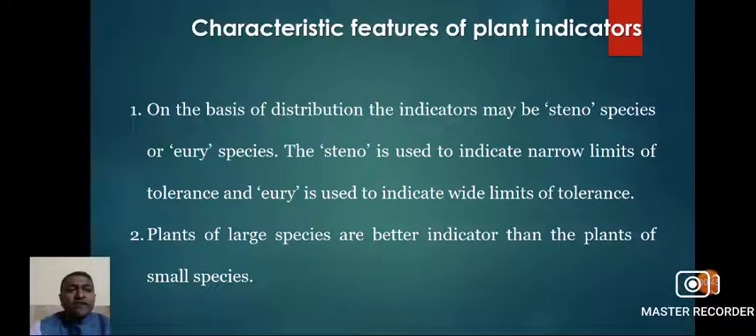Characteristic features of the plant indicators are as follows. On the basis of distribution, the species acting as an indicator can be classified into stenospecies and eurispecies. Steno is used to indicate narrow limits, while euri is used to indicate wide limits of tolerance. Large species are better indicators than the plants of small species.